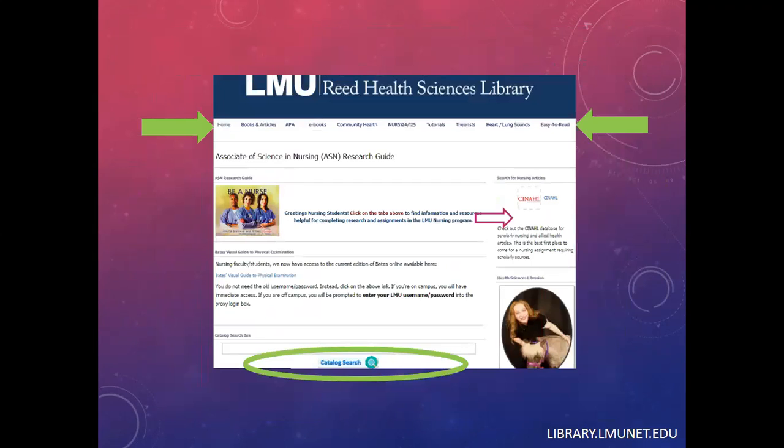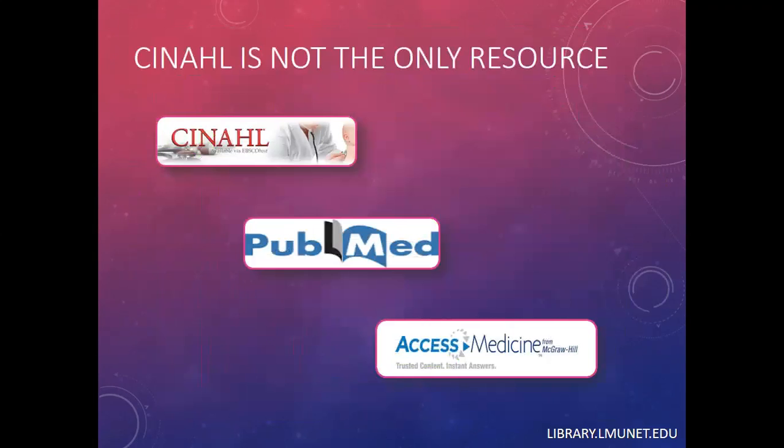In the library website, under Reed Health Sciences Library, we have very specific nursing guides. Since we're talking about nursing today, this is an ASN research guide. If you'll notice across the top, there are many different tabs that have very specific information for different parts of your program and your assignments. It is to be noted that CINAHL is not the only resource. We have very many different kinds of databases available specifically to you.